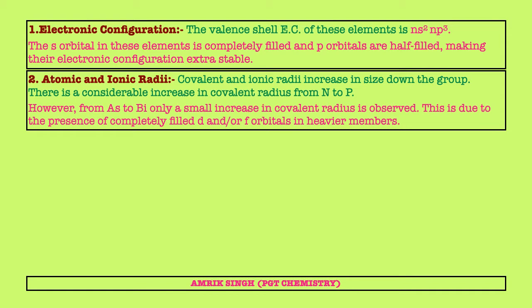There is a considerable increase in covalent radius from nitrogen to phosphorus. However, from arsenic to bismuth, only a small increase in covalent radius is observed. This is due to the presence of completely filled d or f orbitals in heavier elements. These d and f orbitals have poor screening effect. Due to this, the size is not increased up to the mark.